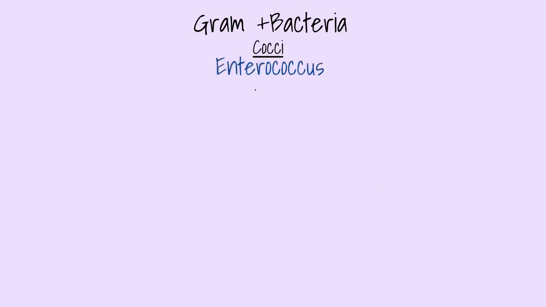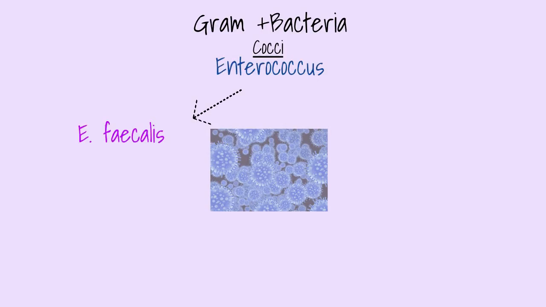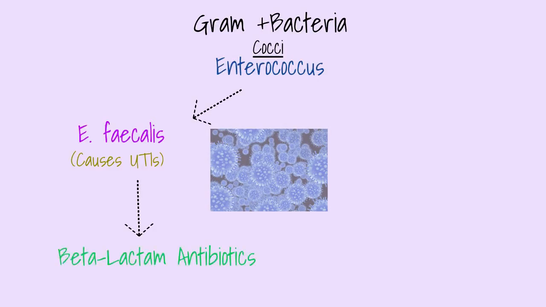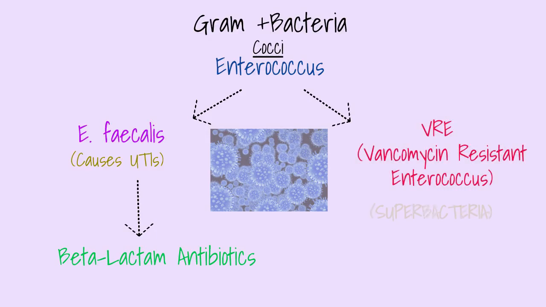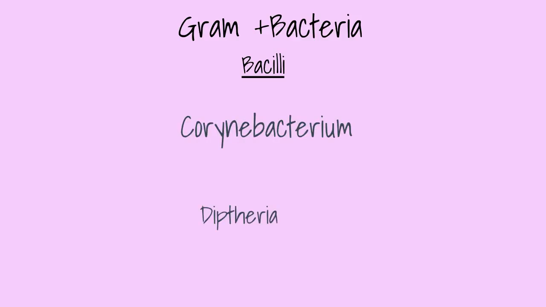Enterococcus faecalis is a normal flora bacteria in the GI tract, however it causes infection in other systems like the genitourinary tract. Beta-lactam antibiotics are effective in treating these types of infections. VRE superbacteria is a pathogen that does not respond to antibiotics due to bacterial mutation and can be deadly to vulnerable populations.